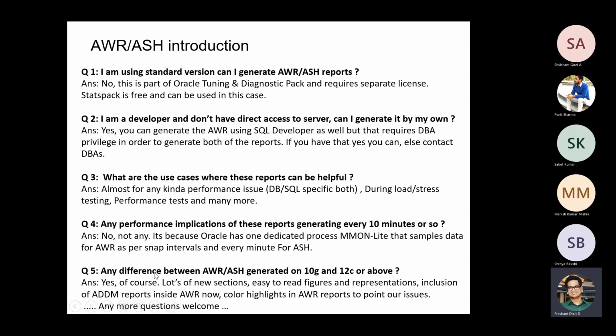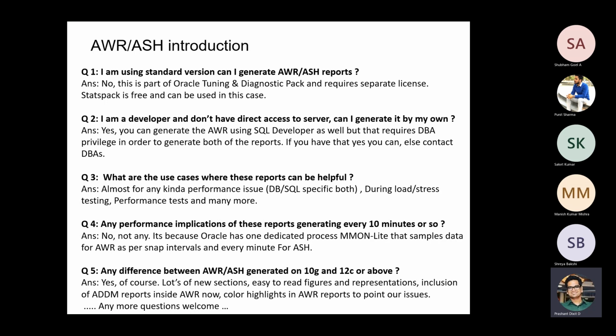Right. Any difference between AWR and ASH reports generated on 10g and 12c and above? Well, the interface, the graphics, or look and feel looks almost the same. But of course, these two reports, AWR and ASH, both provide you some database metrics, but ASH provides you more in-depth statistics of the wait events on the SQL ID and session-specific information, which is missing in the case of AWR reports.